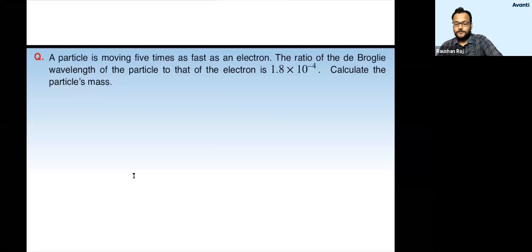चलो बच्चे जल्दी से आंसर करो. Less information, that means कि completing the syllabus. Syllabus should not be left behind. All right, guys, give the answer for this. A particle is moving 5 times as fast as an electron. The ratio of the de Broglie wavelength of the particle to that of electron is 1.8 into 10 to the power minus 4. Calculate the particle's mass.